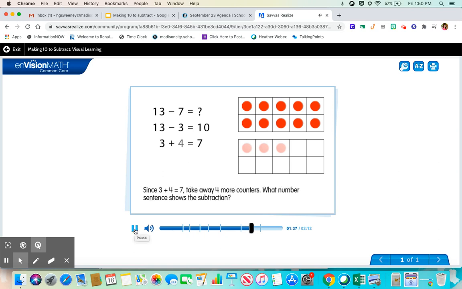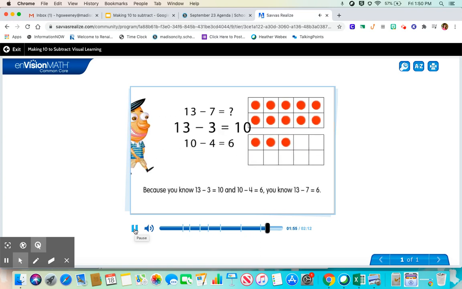Since 3 plus 4 equals 7, take away 4 more counters. What number sentence shows the subtraction? All right, so we still need to take away 4 more counters. So now what is the subtraction sentence, or what number sentence is showing the subtraction now? 10 minus 4 equals 6.